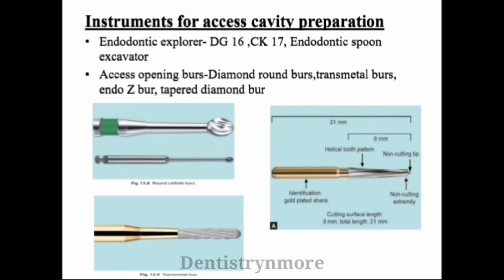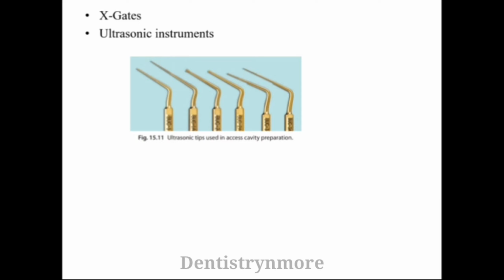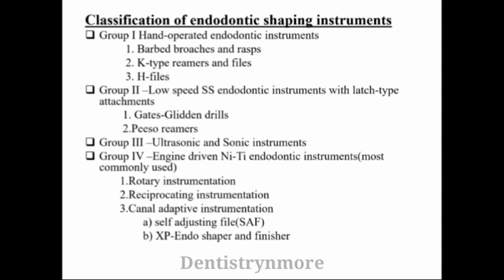First one is rounded carbide burr, next one is transmetal burr, X-gate, and also ultrasonic instruments. Now we are moving to the classification of endodontic shaping instruments. It consists of four groups. First one is group 1, hand operated. That includes K files, H files, etc.